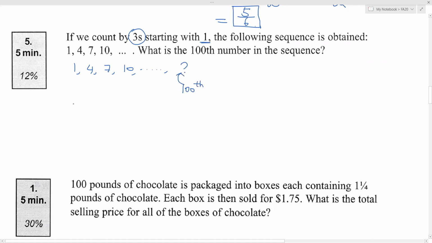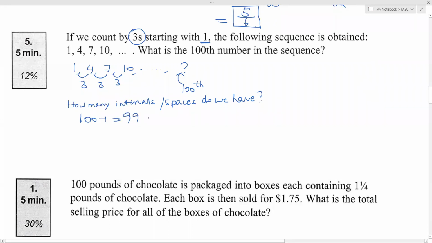So first of all, we find how many of these intervals, spaces, how many of these spaces? Because we know the size of the space is 3. So we're asking how many intervals do we have, or spaces, whatever you call it? We have 100 minus 1 equals 99 intervals, each of the size of 3. Okay, so that's what we have.